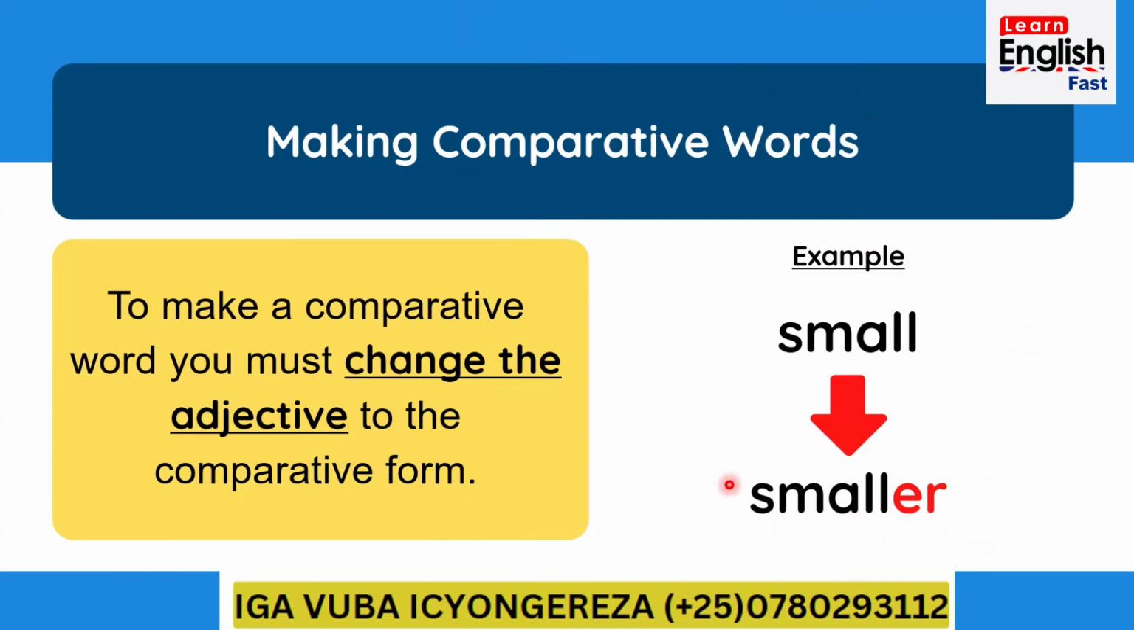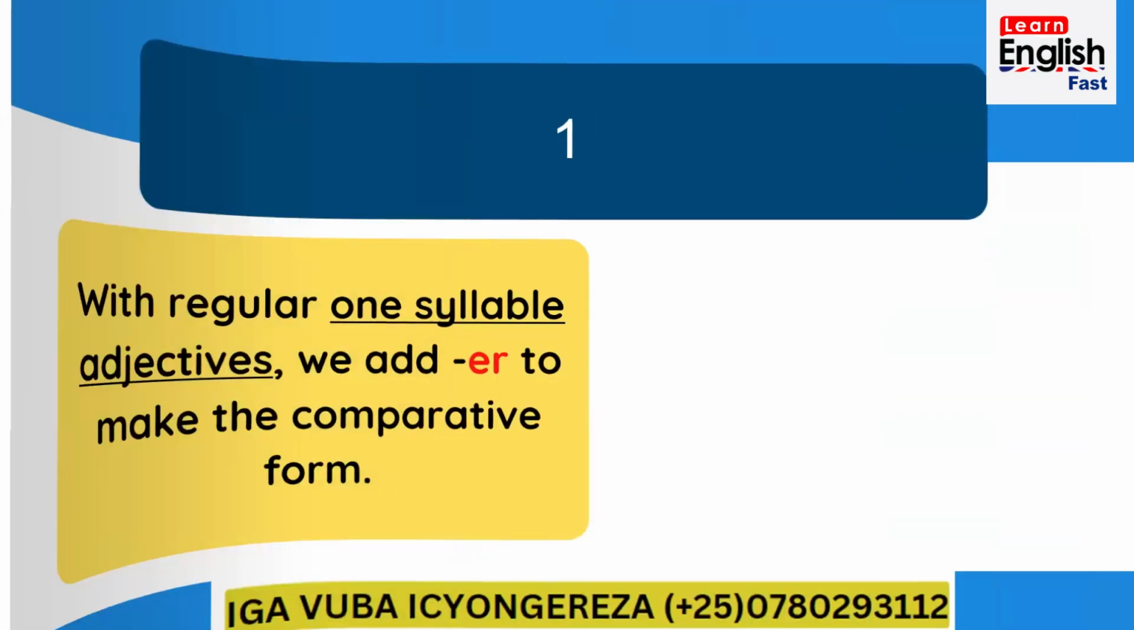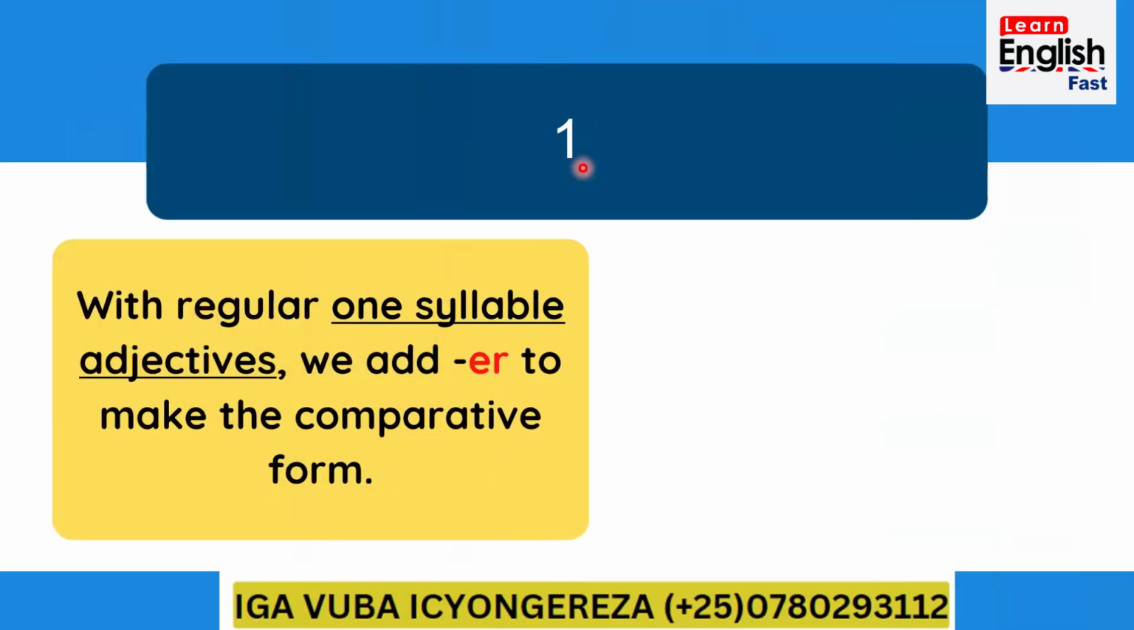Tugiye kureba amategeko tugenda dukurikiza. Laws, amategeko. Laws that we follow, amategeko dukurikiza. Here, the first law, itegeko rya mbere. With regular one syllable adjectives, we add er to make the comparative form. Iyo tugiye kugereranya ibintu bibiri dufite syllable imwe, okay, umugemo umwe, ndakwibutsa yuko muri comparative tuba tugiye kugereranya ibintu bibiri, icyo gihe twongeraho er.